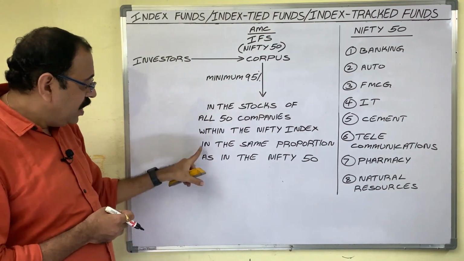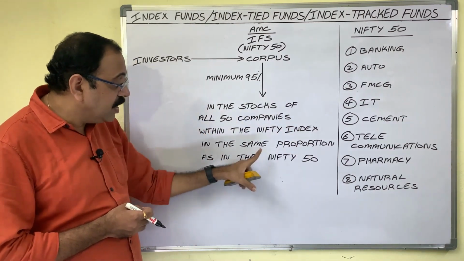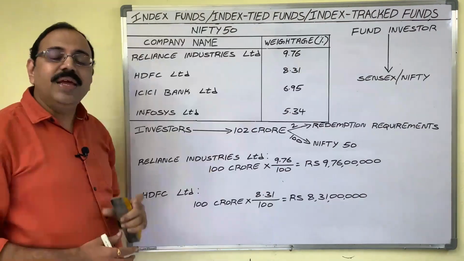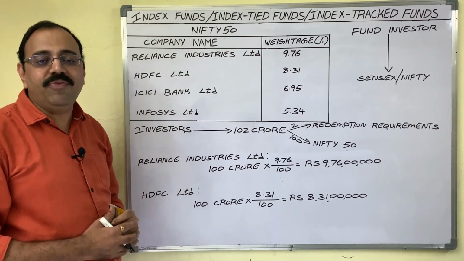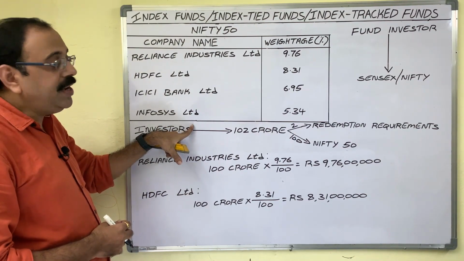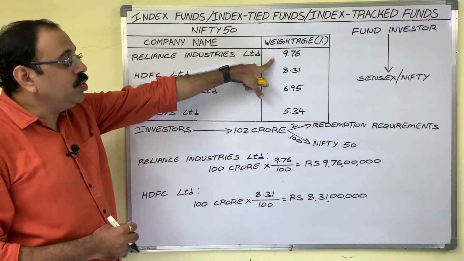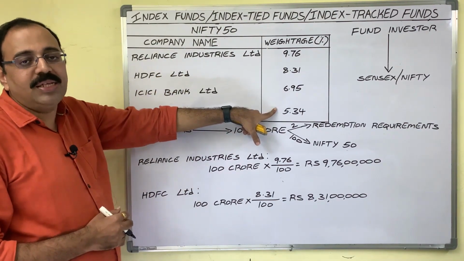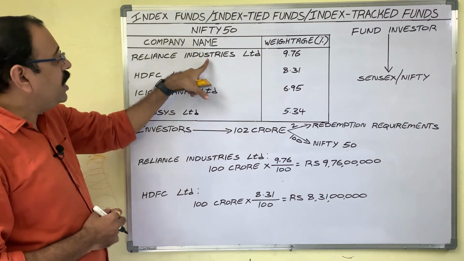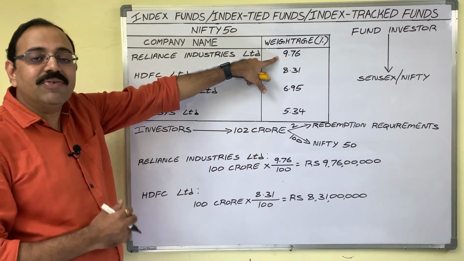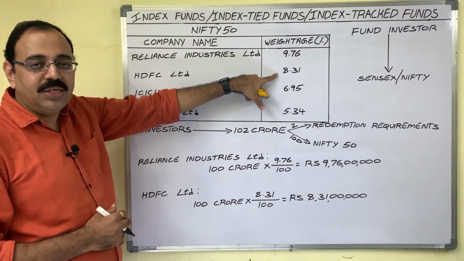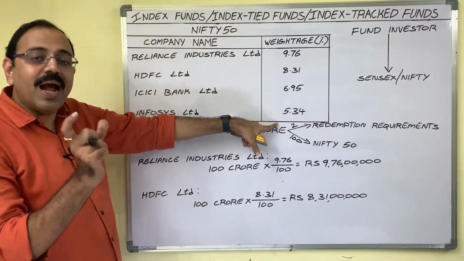Then see the continuation: in the same proportion as in the Nifty 50. Here, you should know what proportion means. In our example, the index fund is following Nifty 50, no? So the Nifty index contains 50 companies, and NSE gives weightage to each company based on their market capitalizations. Weights are given in the form of percentages. For example, Reliance Industries weightage is 9.76%. HDFC Limited weightage is 8.31%. If you add all these weights, you will get 100.